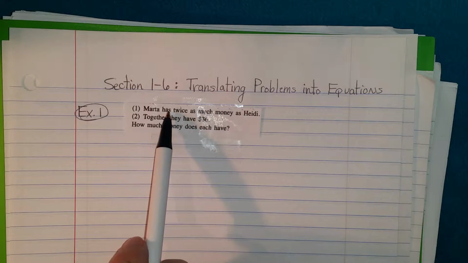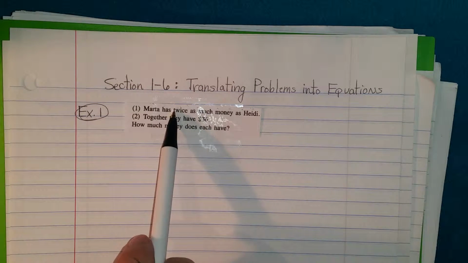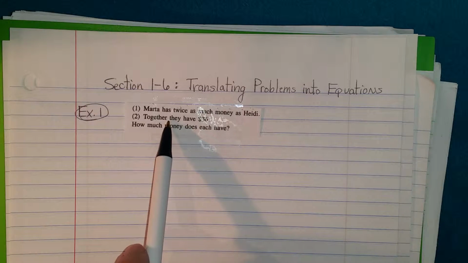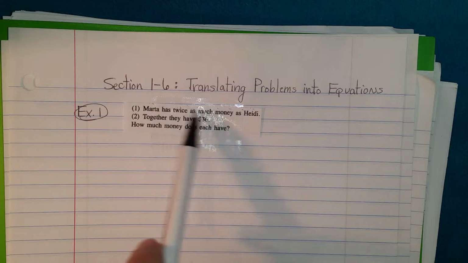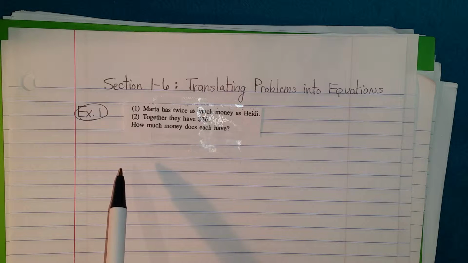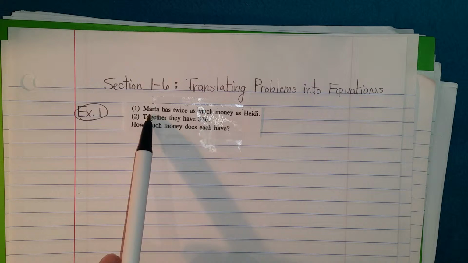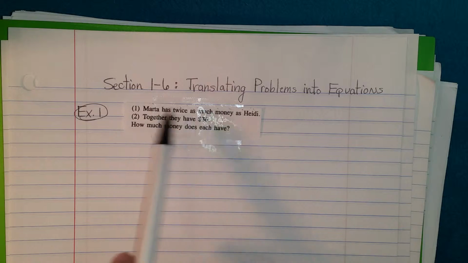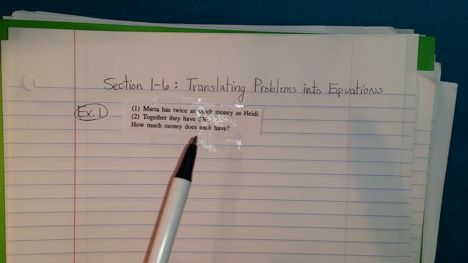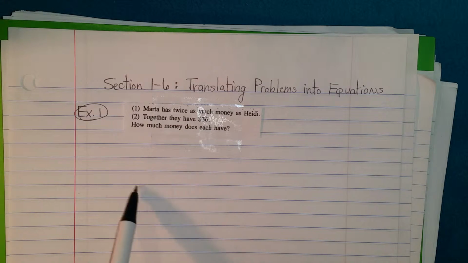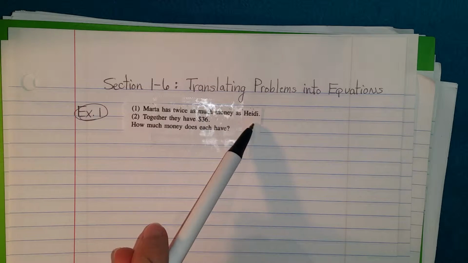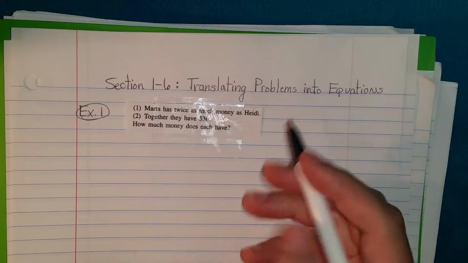You're going to take one of the sentences and define the variables, and you're going to take the other sentence and use that to write the equation. So when I look at this, I'm going to use the first sentence to define the variables. It says Marta has twice as much money as Heidi. Usually you want to take the variable of the two, the one that's in the smaller quantity. So if Marta has twice as much money as Heidi, Heidi has less money. So I'm going to use Heidi as the letter of my variable.